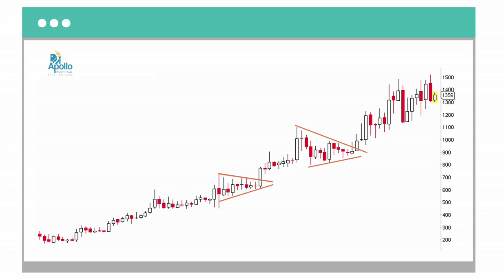There's another symmetrical triangle here too. Can you see it? That too broke out and gave a handsome return. The symmetrical triangle is simple. If we get one in an uptrend, we are likely to see a breakout upwards. Similarly, a symmetrical triangle in a downtrend is likely to break downwards.